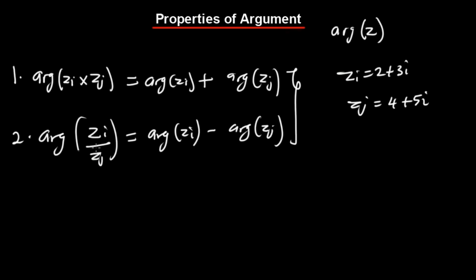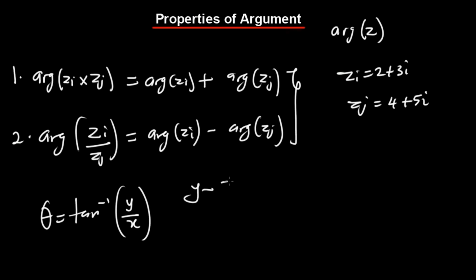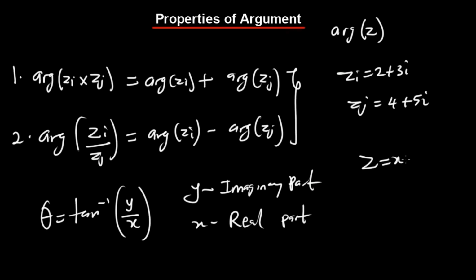Okay, I forgot to make mention of this, that we're going to be having theta, which is our argument, as tan inverse of y divided by x. So y still remains the imaginary part and x still remains the real part, while looking at the complex number z equal to x plus iy. So we have the real part to be x and the y part to be the imaginary part. So take note of this.